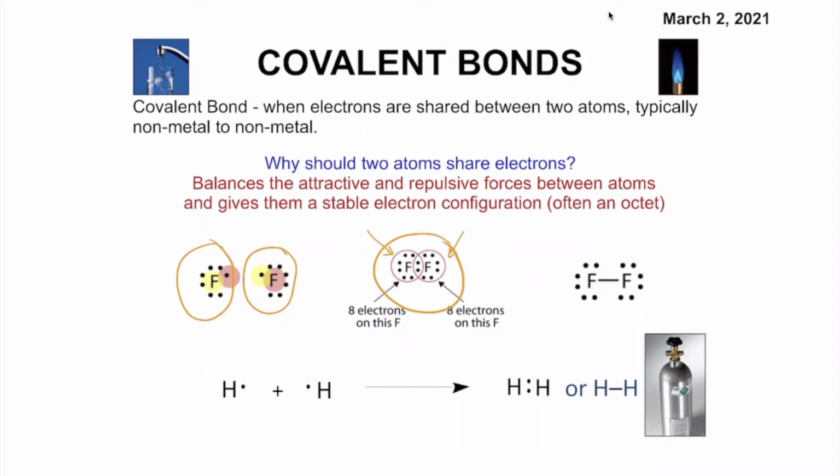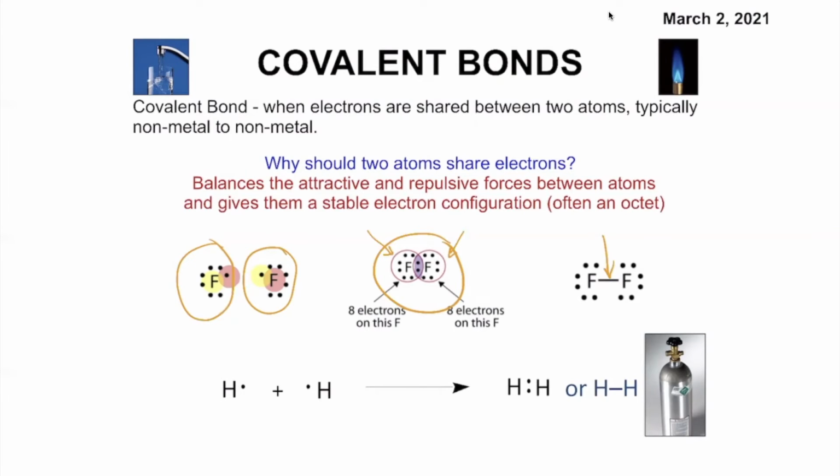They both have the electron configuration of a noble gas. In this case, however, they are sharing these 2 electrons right here. The way that we draw that is with a line. A line like that indicates 2 electrons between the 2 fluorines.